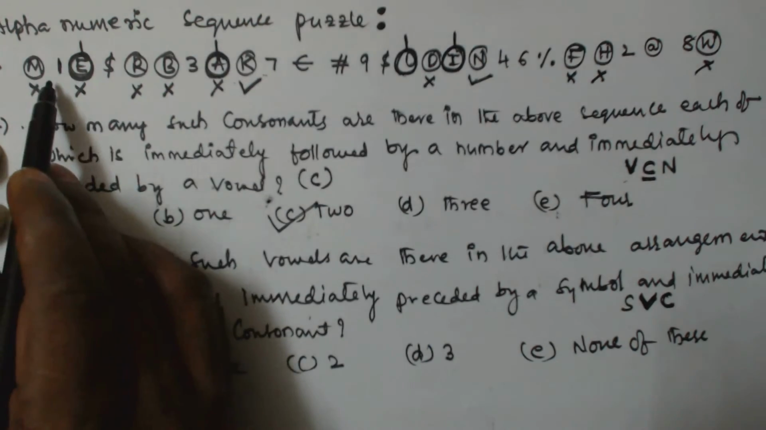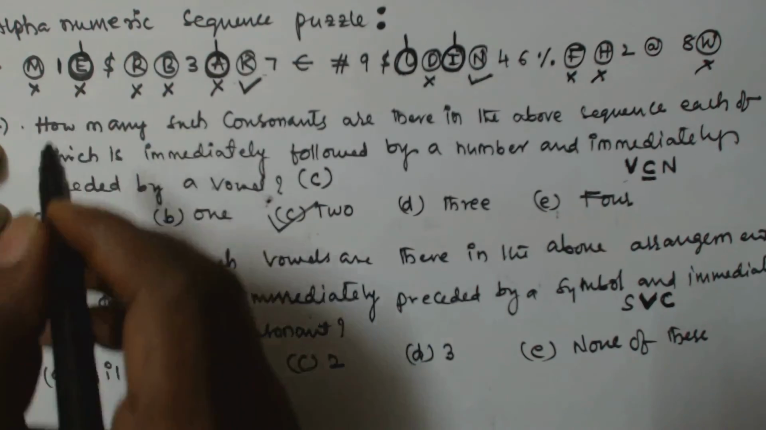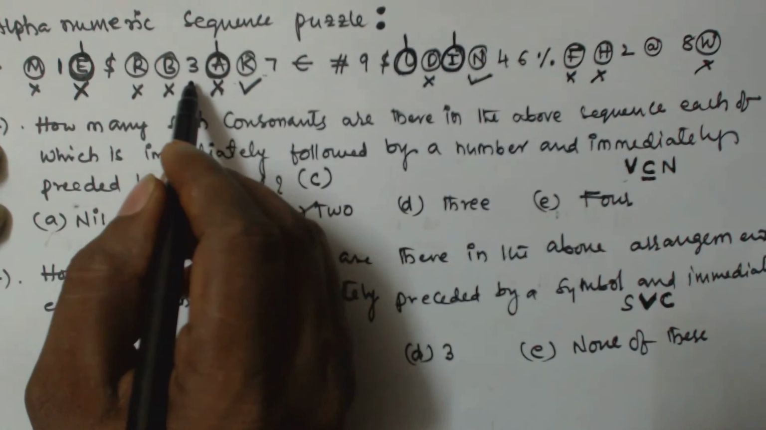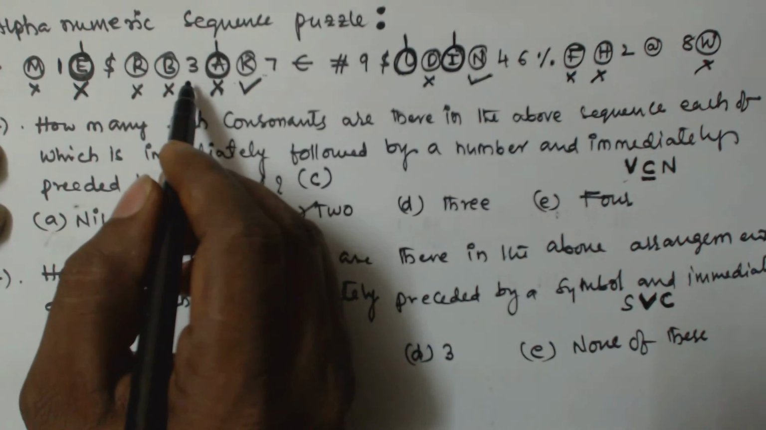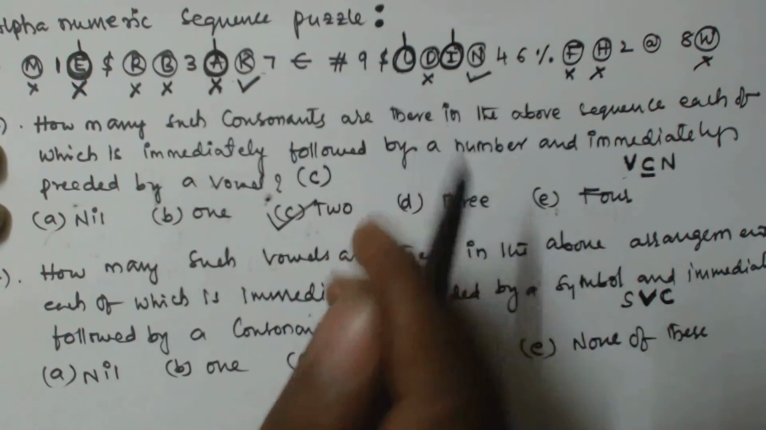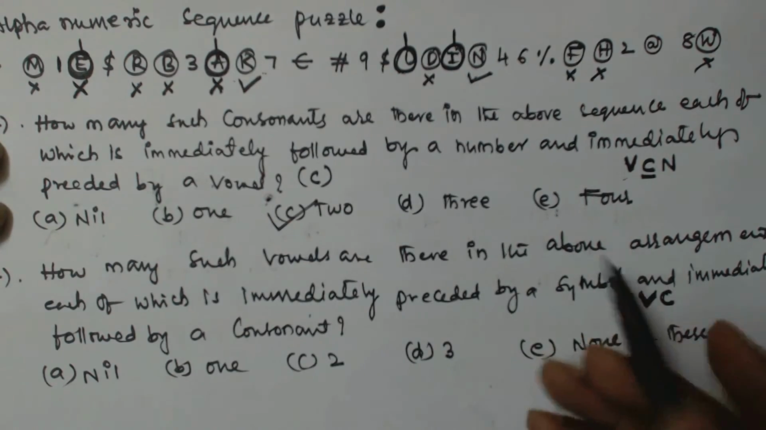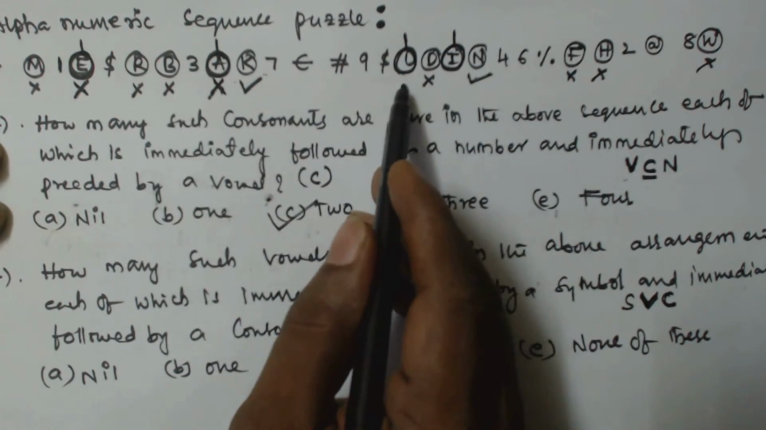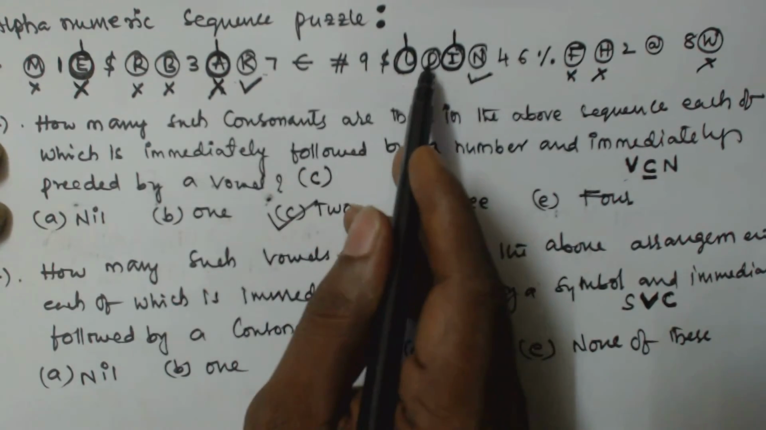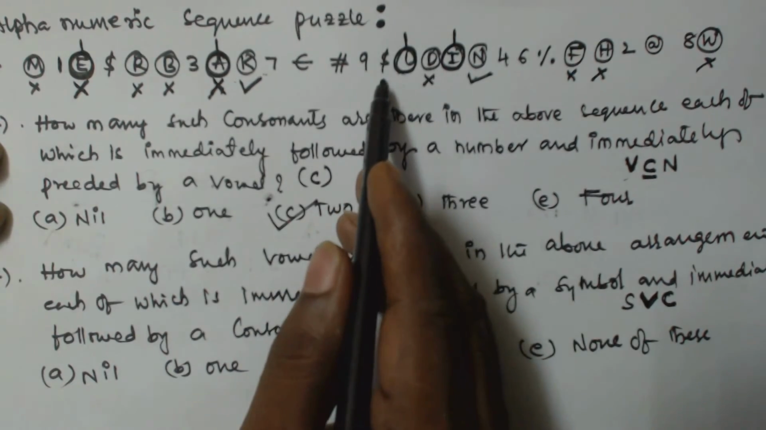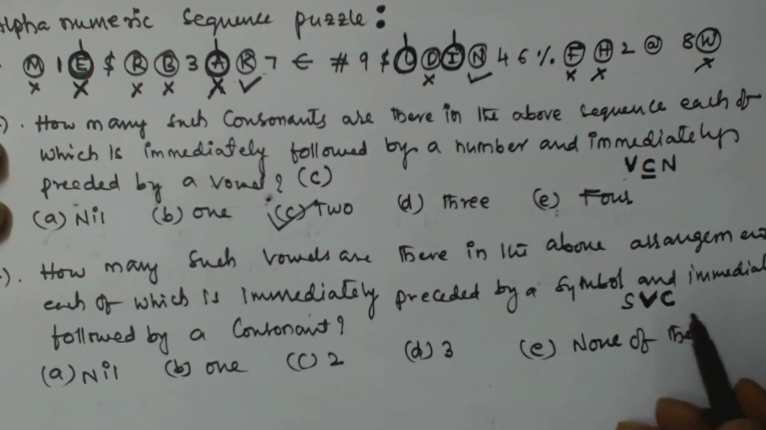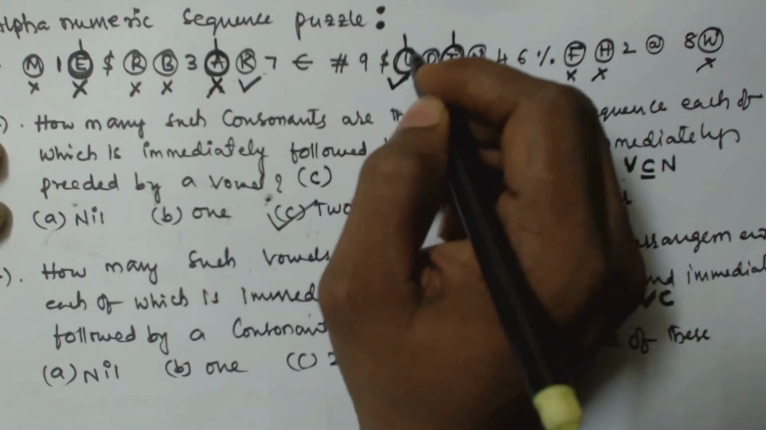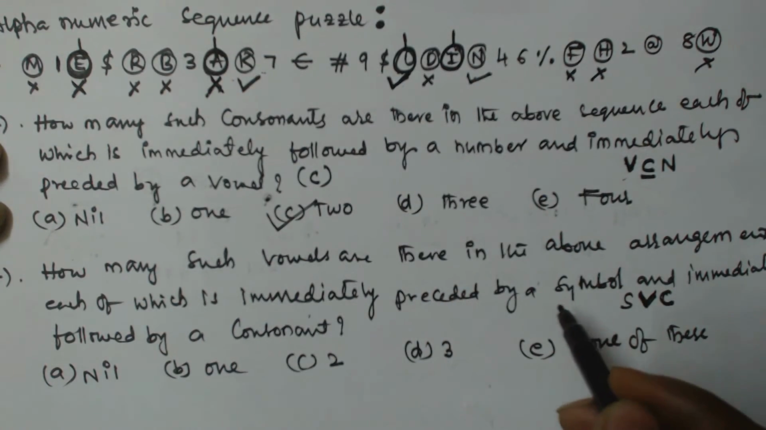E is there and it is preceded by I, that is not a symbol, so it is a letter, so that's why I do not consider E. And after that A, and it is preceded by 3, that is a number and not a symbol, so that's why I do not take A also. And after that U, and it is preceded by a symbol and followed by a D, that is a consonant, so that means symbol, vowel, consonant, so that's why I take this U.